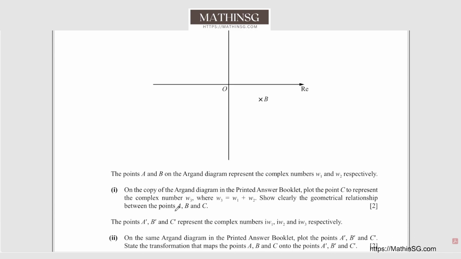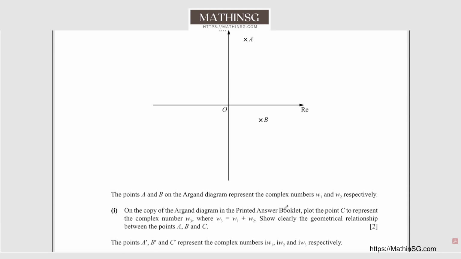Okay, on the copy of the Argand diagram in the printed answer booklet, plot C to represent the complex number W3, where W3 equals W1 plus W2, and show the geometrical relationship. So remember when we learned about complex numbers, they are like vectors, right? So in other words, this is W1. W1 is like OA, where O is the origin. Then W2 is like OB, right? So W3 is like your OC.